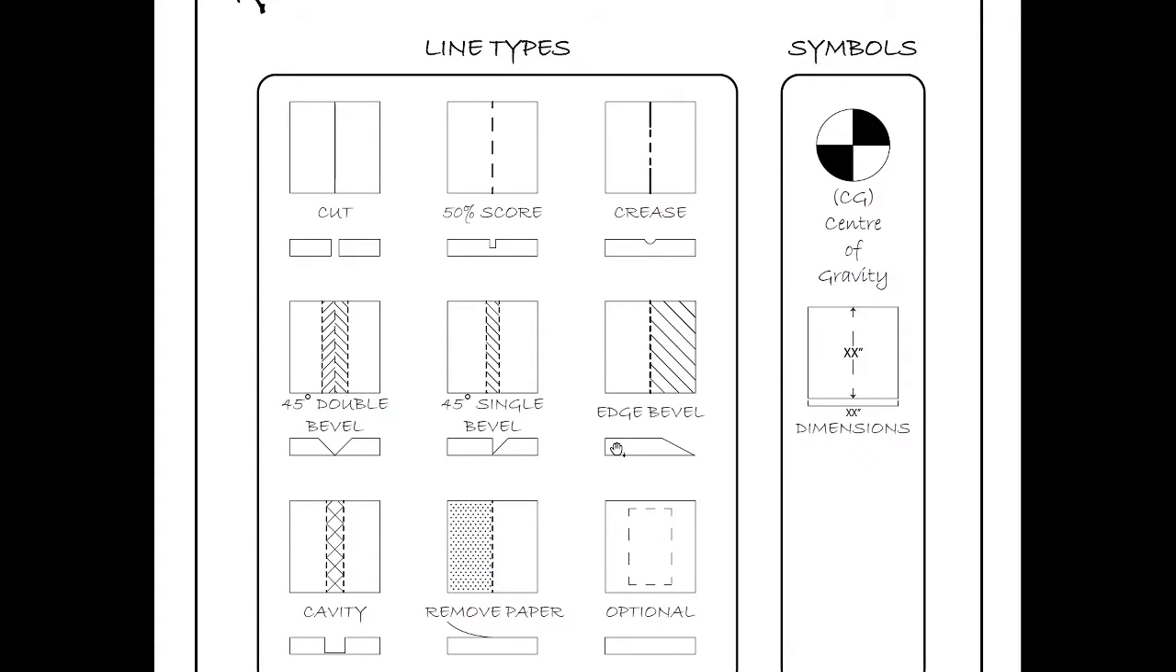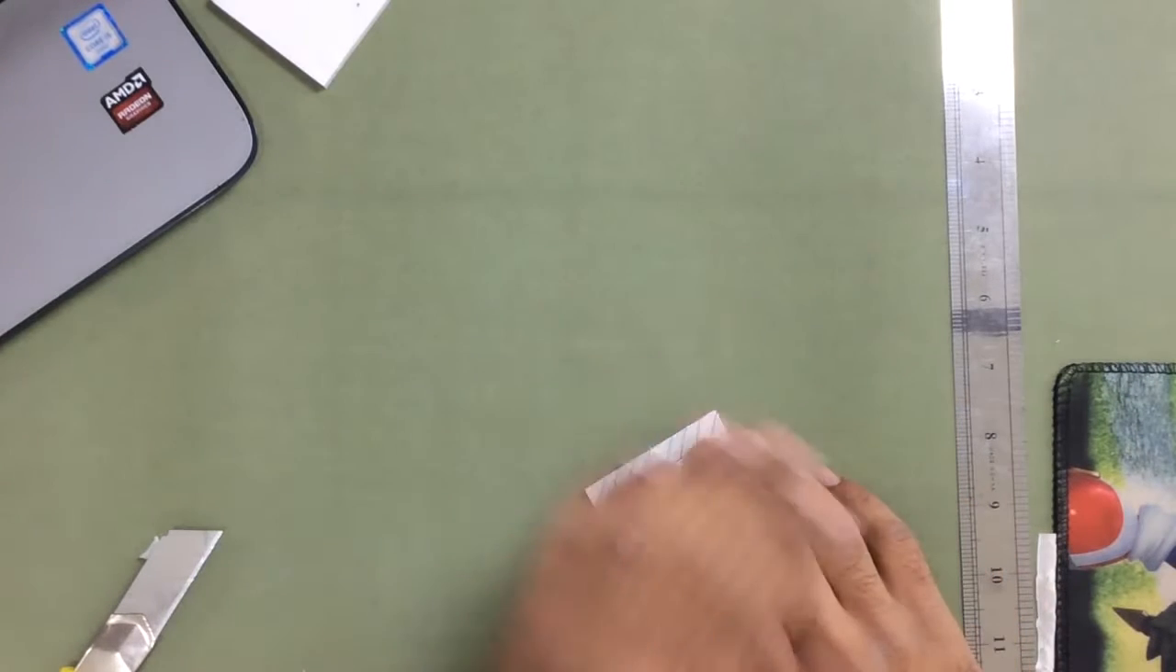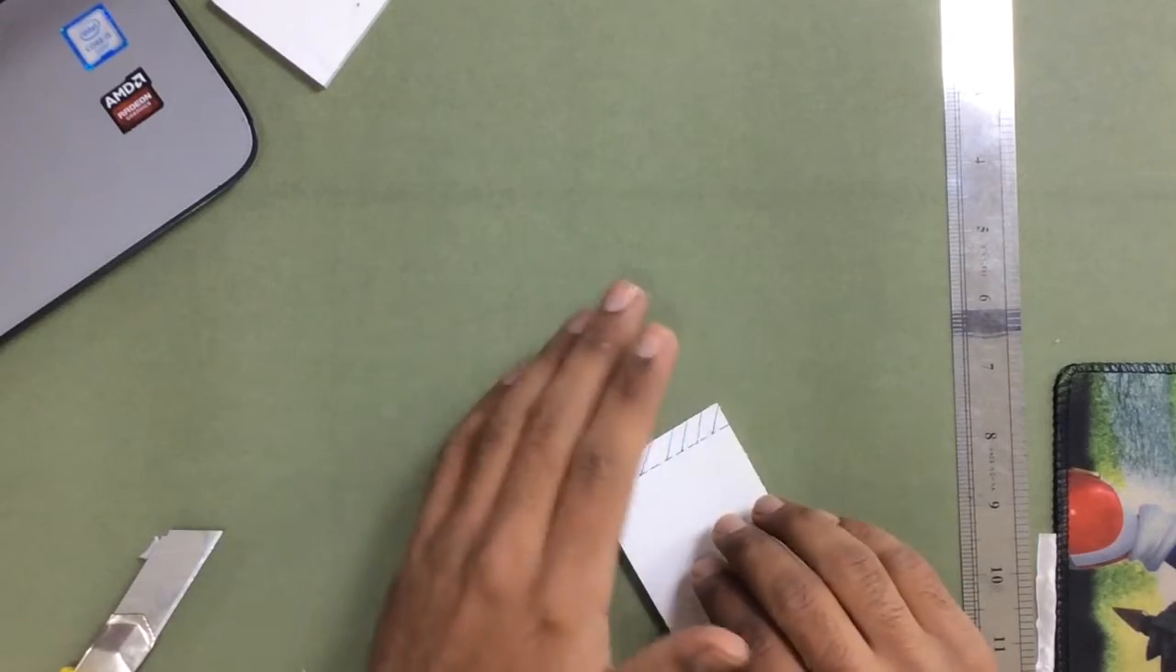The next one is an edged bevel. Actually, the edged bevel is used in the edges of the ailerons or any control surface.